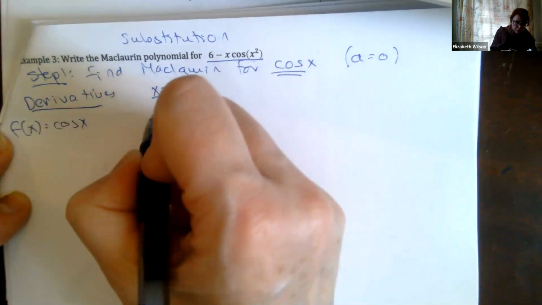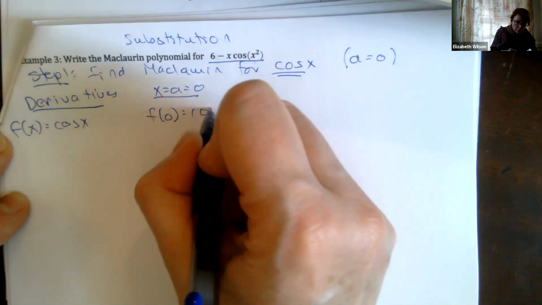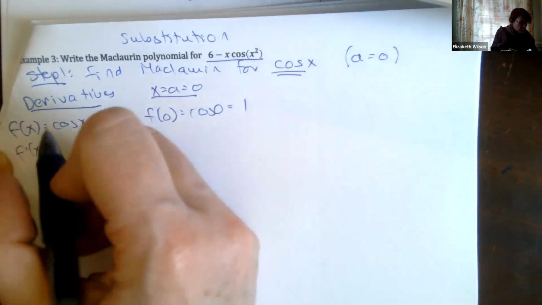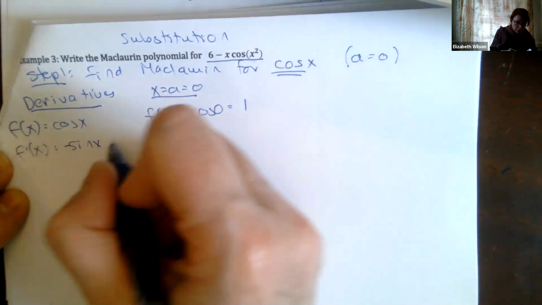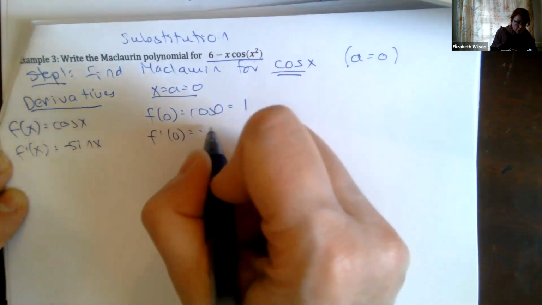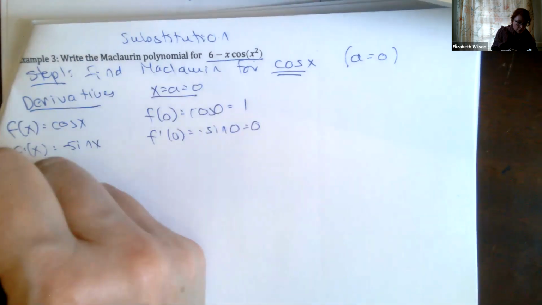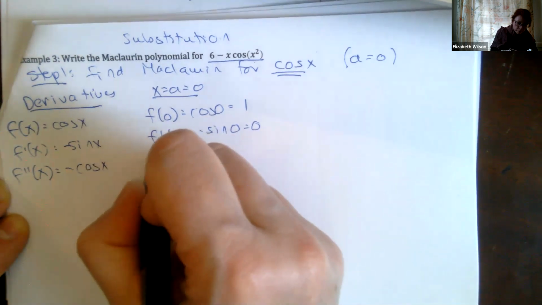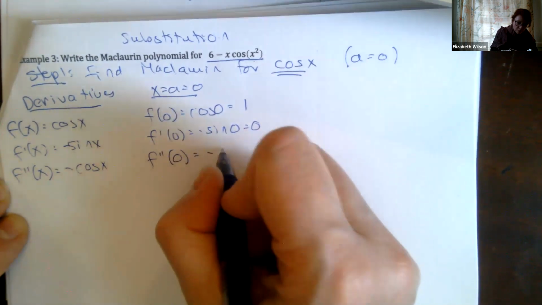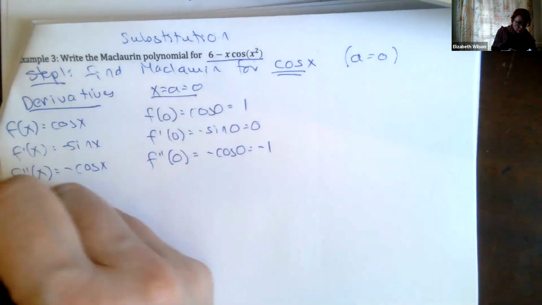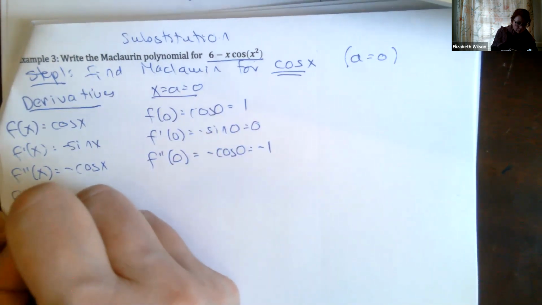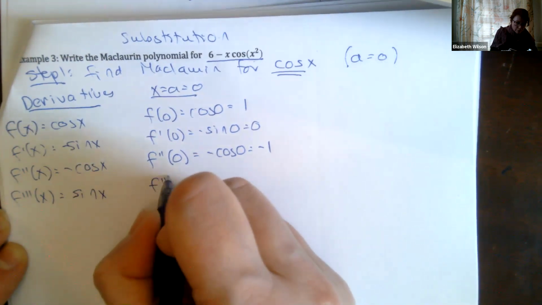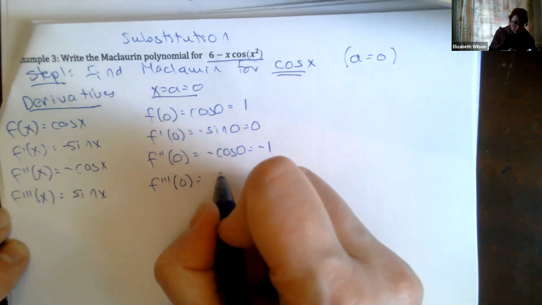Our function is equal to, just remember, we're just doing cosine. Cosine of x, f of 0, cosine of 0 is equal to 1. Our first derivative, let's do a handful of them: minus the sine of x, and minus the sine of 0 is equal to 0. Second derivative, minus the cosine, minus 1. Third derivative, positive sine, sine of 0 is equal to 0.